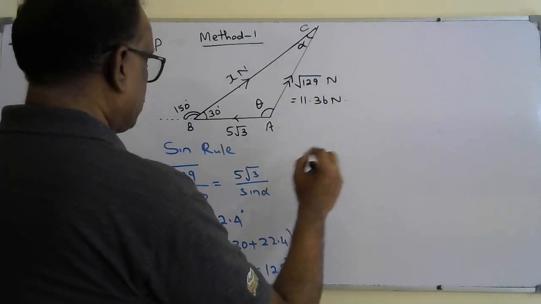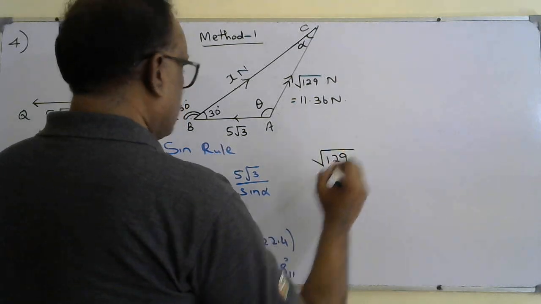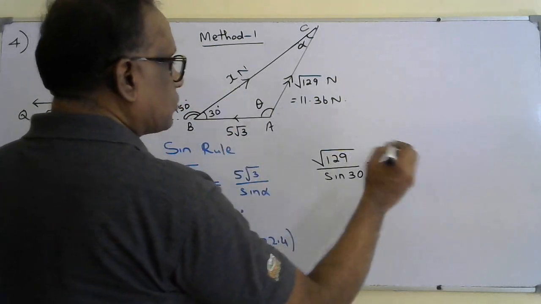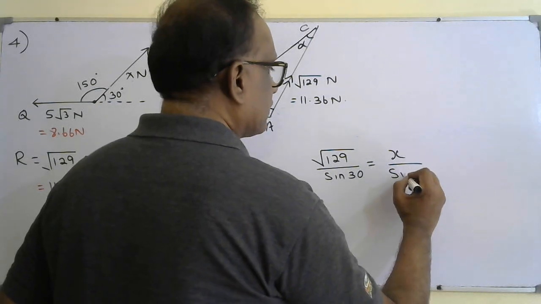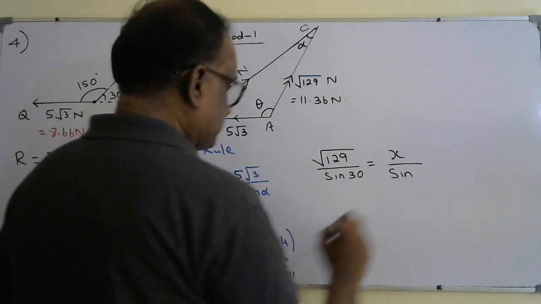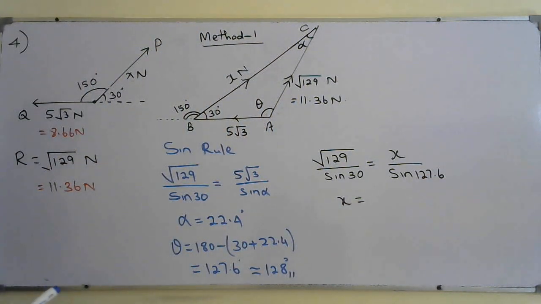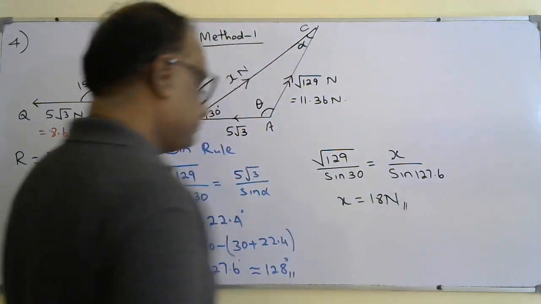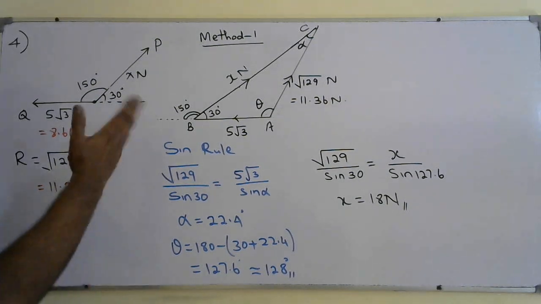So I know alpha, so I can use this one: square root of 129 over sine 30 equals x over sine theta, that is sine 127.6. Find x. So you will get almost 18 Newton. That's the first method. Okay, so this is method 1.